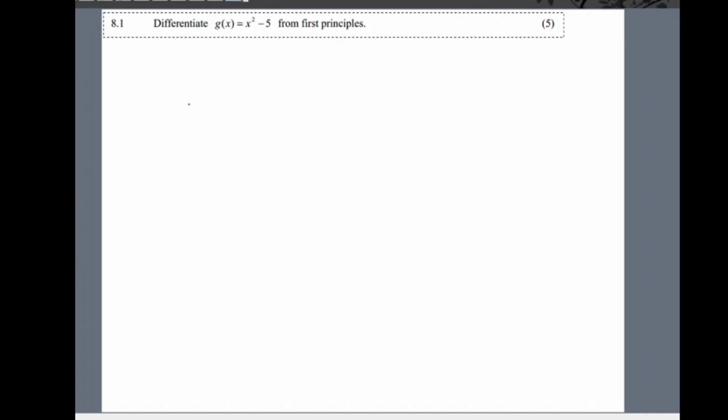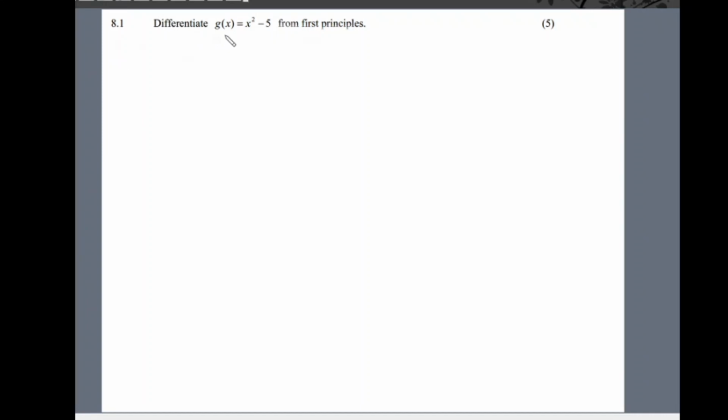If they say from first principles, then you know you have to use the definition of a derivative, which says that the derivative of a function f of x is equal to the limit as h goes to 0 of f of x plus h minus f of x divided by h, right? So let us go ahead and apply that definition here.